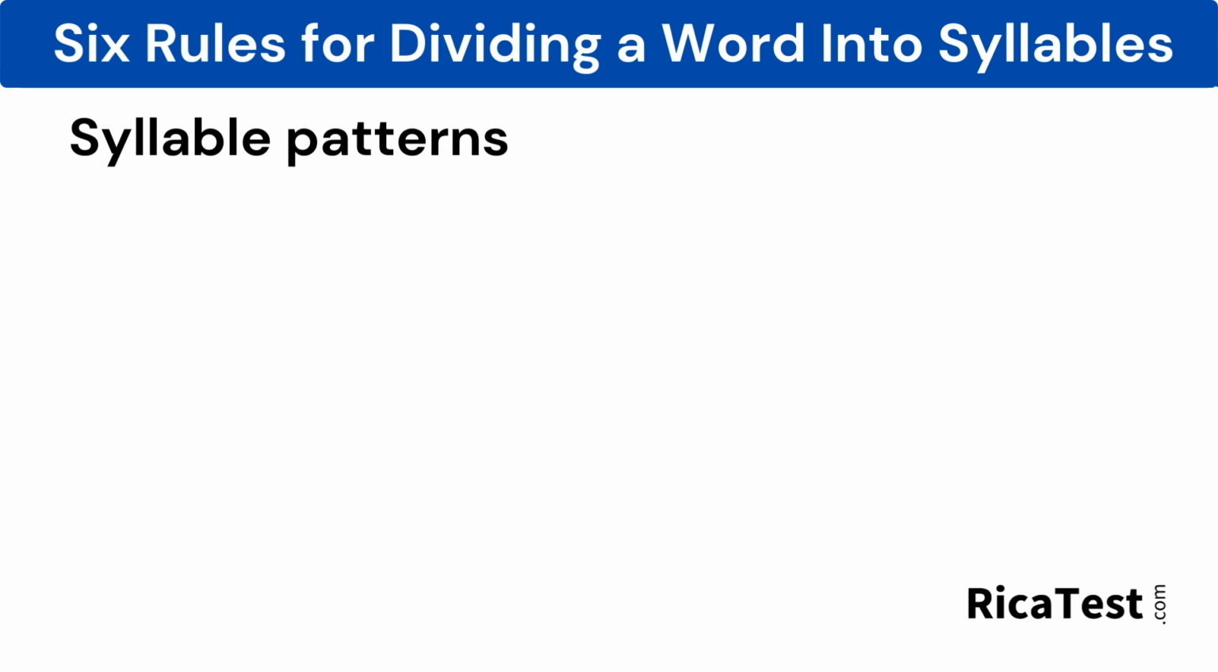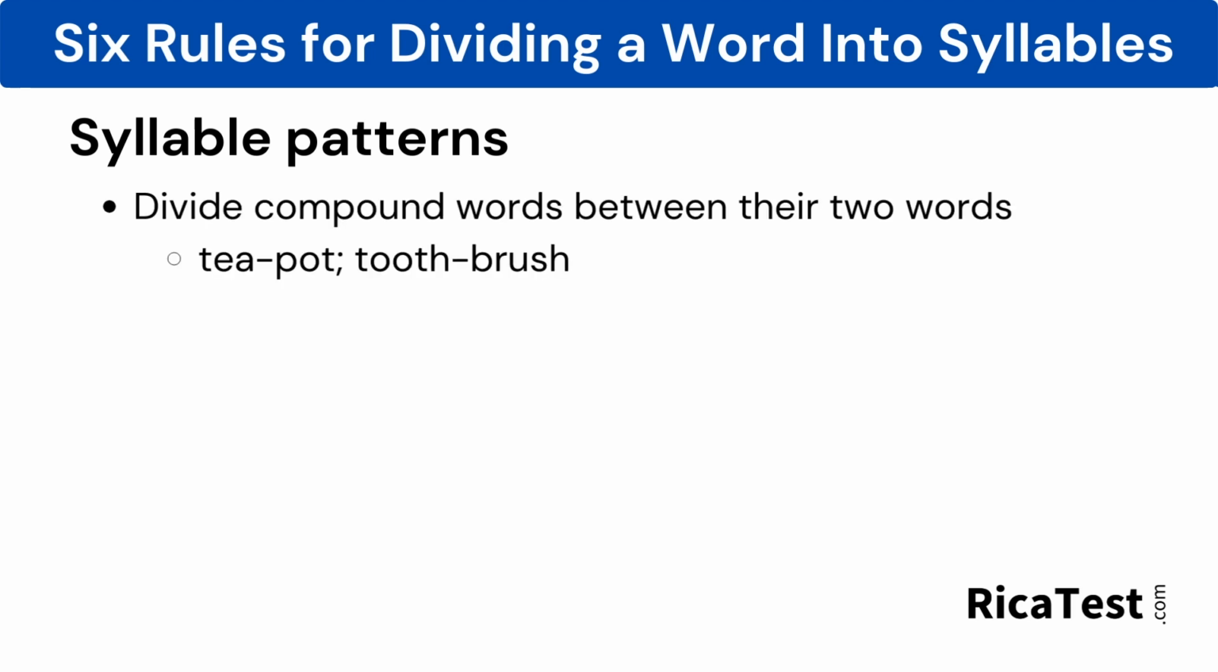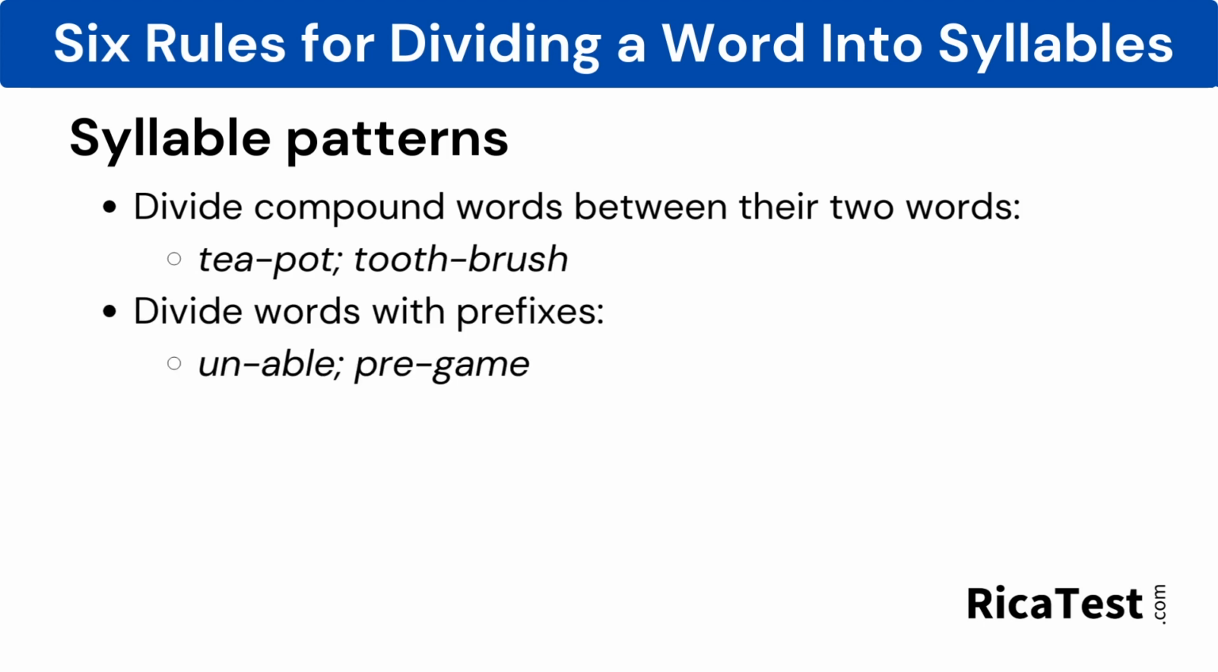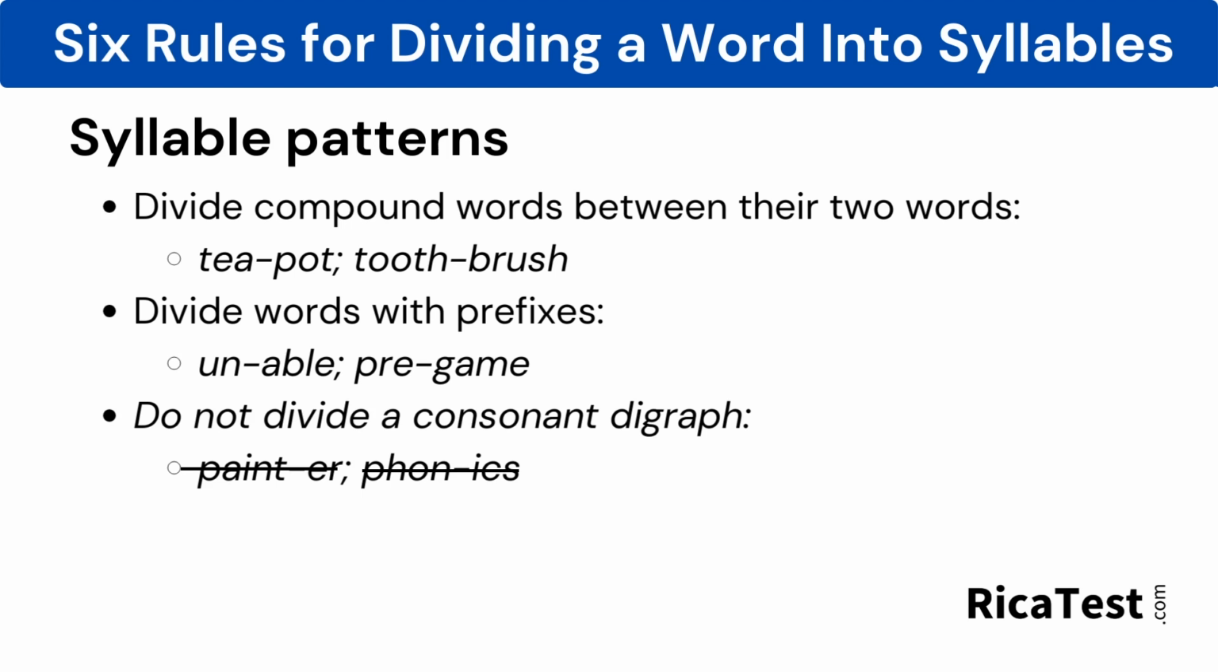The next sequence for teaching phonics and sight words is the common syllable patterns and syllabication as applied to decoding multisyllabic words. Here are the rules to remember to split words up by their syllables. First, divide compound words between their two words, such as teapot and toothbrush. Next, divide words with prefixes, for example, unable and pregame. Next, do not divide a consonant digraph, for example, painter or phonics.